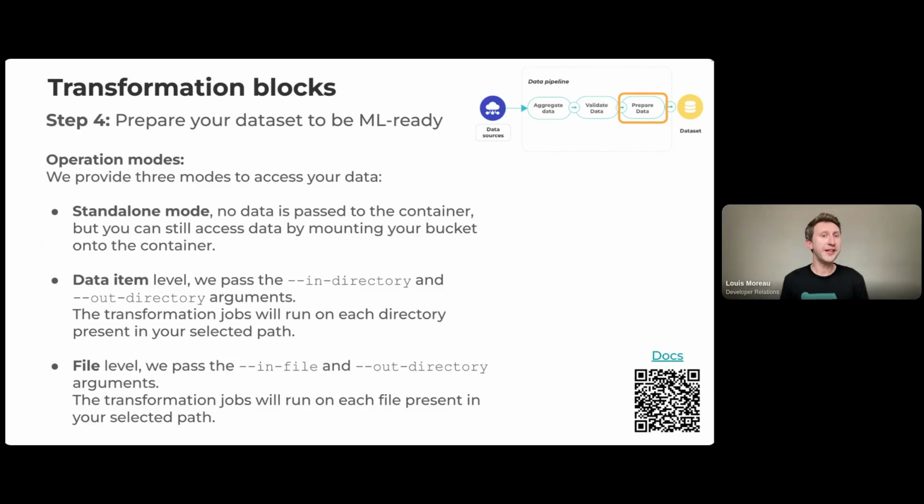You can operate at the data item level. So we pass the in directory and out directory arguments. So the transformation job will run on each directory present in your selected path. And the file level, kind of the same, but we operate on the file level, so in file and out directory arguments.